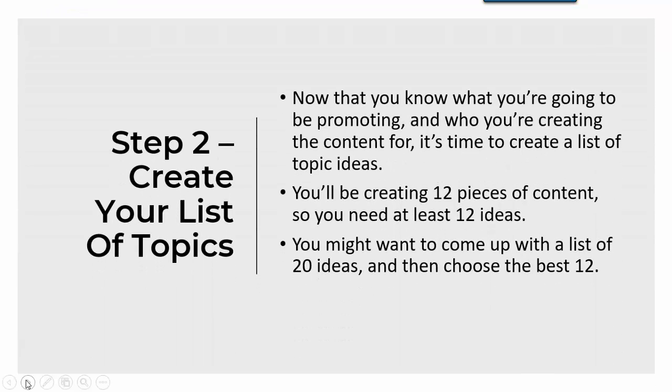So step 2, you want to create your list of topics. So once you know who you're going to be writing to, who your ideal customer is, and you know what things you want to be promoting, you want to start coming up with a list of topics. So take a look at that list of what you're going to be promoting, and you want to think about how you can create content related to those things and how it's going to help your target customer, your target reader. Now you're going to be creating 12 pieces of content, so you need at least 12 ideas.